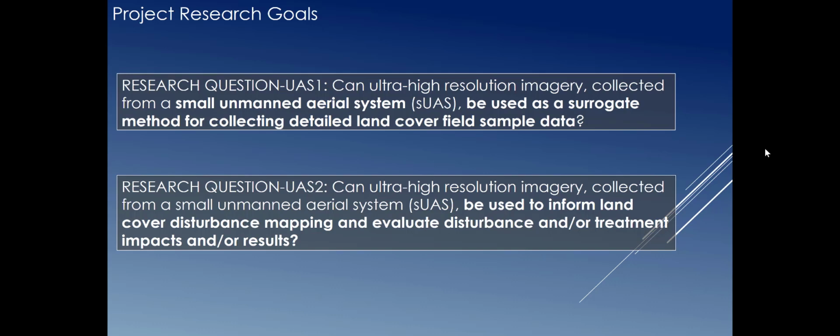The second question is really focused around using ultra high resolution imagery from UAS to inform land cover disturbance mapping. So can we look at the land cover using UAS and map and evaluate what's happening on the ground? So that is disturbances, treatments for you land managers, impacts and results. So that kind of gets into the idea of monitoring.